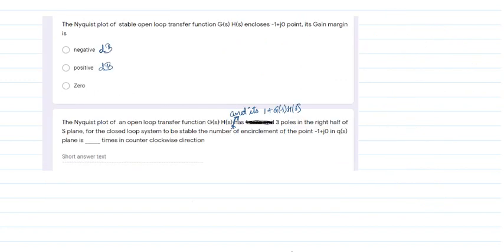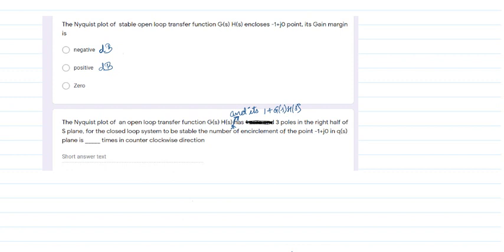Next. Now come to this. Here it's given that for the Nyquist plot, the open loop transfer function is stable, but the plot is enclosing the point minus 1 plus j0. Its gain margin, remember, the option should be in decibels: negative, positive or 0. And here some corrections are there. The Nyquist plot of an open loop transfer function G(s)H(s), and its 1 plus G(s)H(s) has 3 poles in the right half of the s plane.